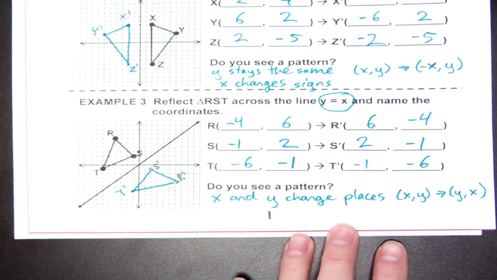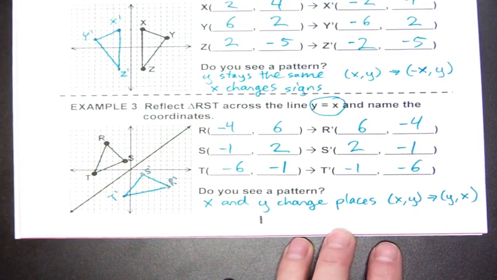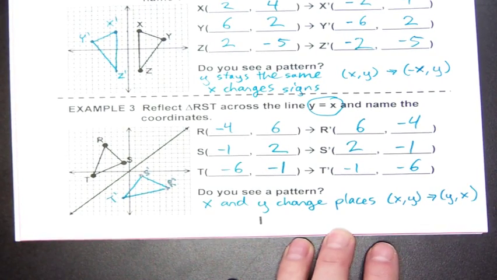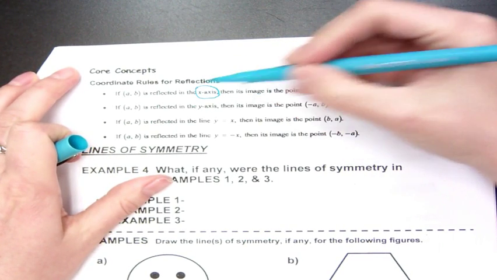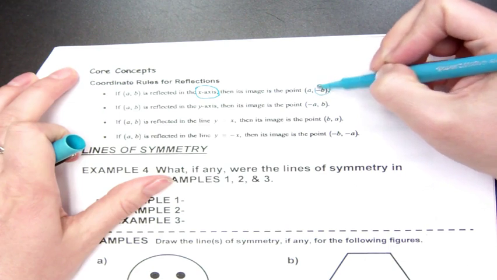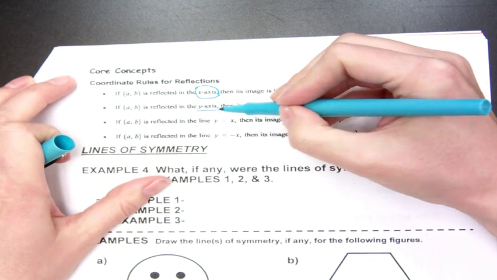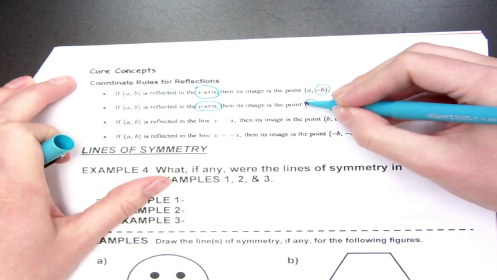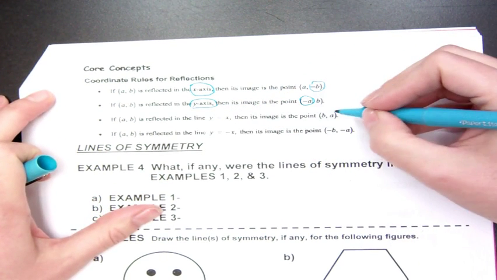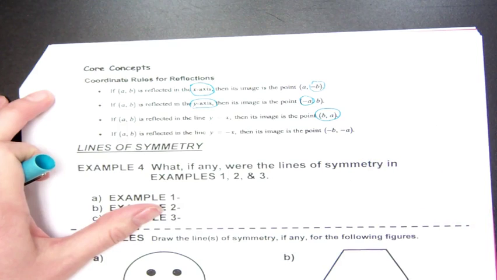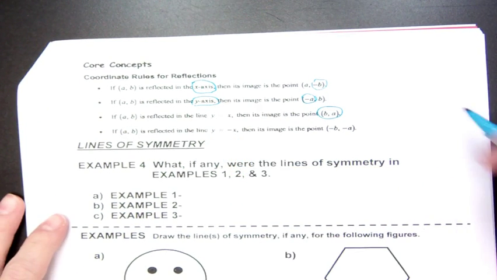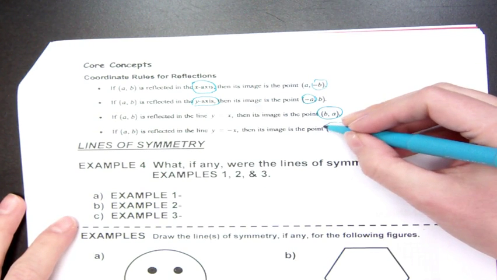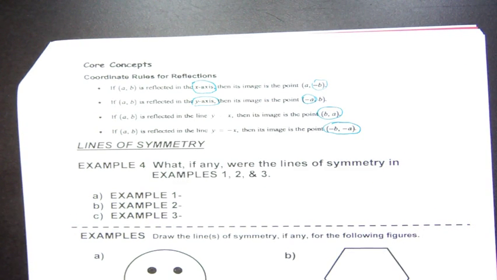At the top of that next page there is a summary of all the rules. So if you've forgotten them or you didn't understand your notes, it does tell you here. If we're reflected across the x-axis, then we just change the y-coordinate. If we're reflected across the y-axis, you just change the x-coordinate. If it's y equals x, then you just change the order of them. And if we had a y equals negative x, then you change them and make them both negative, because we're reflecting over a negative line.